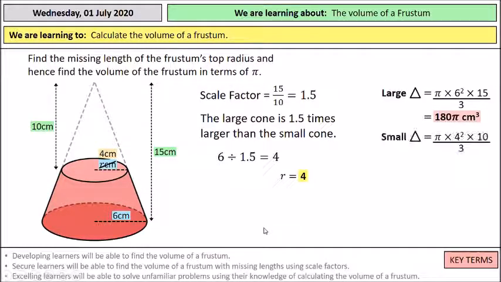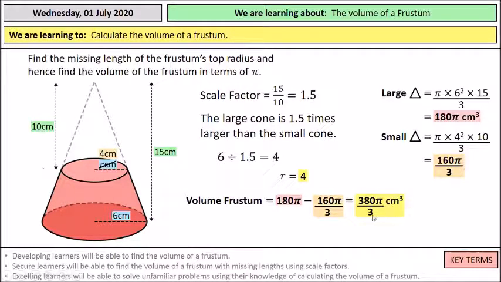Using a similar strategy to find the volume of the smaller cone, I'm taking my larger volume and subtracting the smaller volume. So I'm just taking away this bit on top, and I'm left with that pink purpley shape. Okay, so my final answer is 380 pi over 3 centimeters cubed. I'm just leaving that in its exact form.